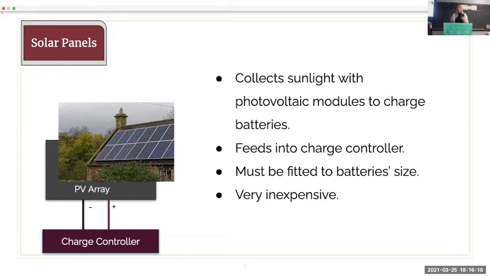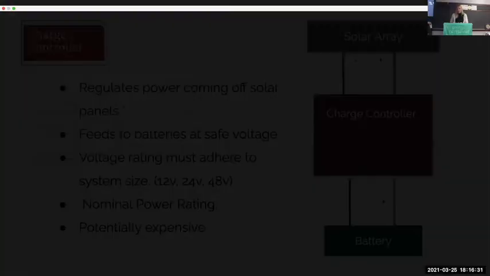And if it's too small, then your batteries will never fill up all the way, which is just super inefficient. But solar panels are also very inexpensive. Over the past 10 years, they've gotten way, way cheaper. So it's definitely better to be producing too much power than too little power.